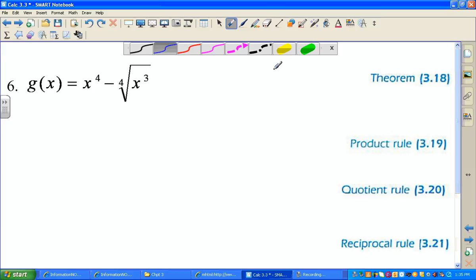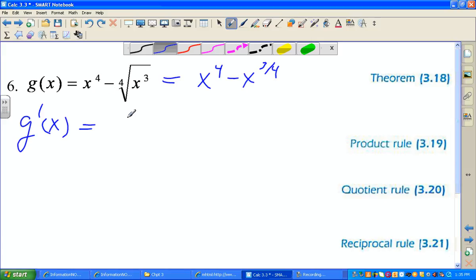Number 6. Is this a sum, a difference, a product, a quotient, or a reciprocal? Difference. So I'm just going to take the derivative of each one and subtract my results. Don't forget it's g prime of x equals, now some people have to write down this, which is fine, or they just think about it like that, which is fine. But you're going to be taking the derivative of a lot first semester, and we're taking the antiderivative of a lot second semester. I'll show you what that is in just a moment.